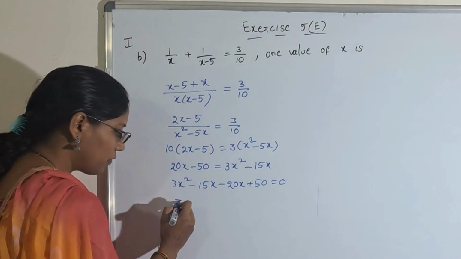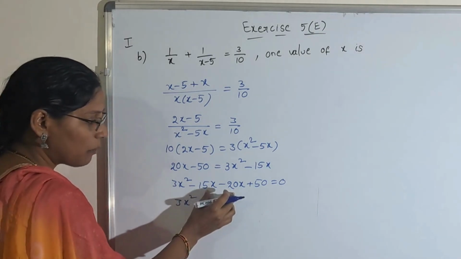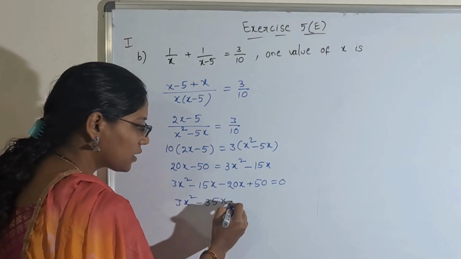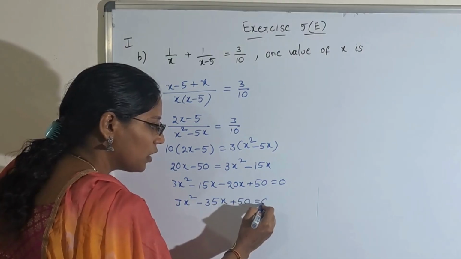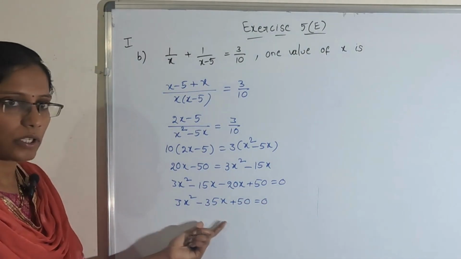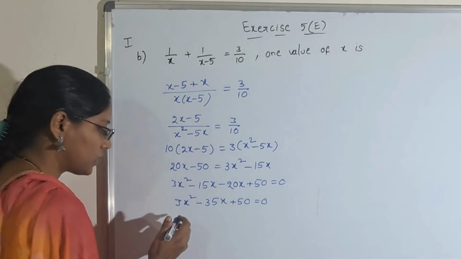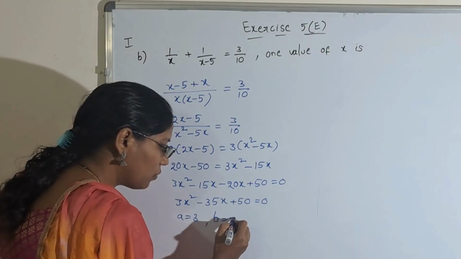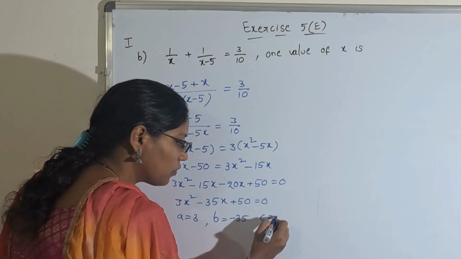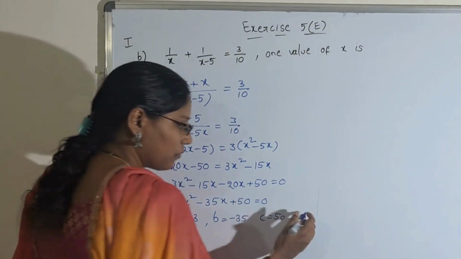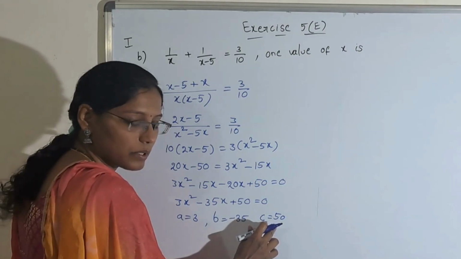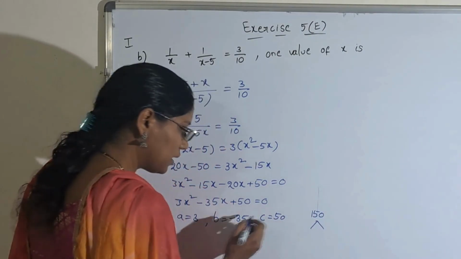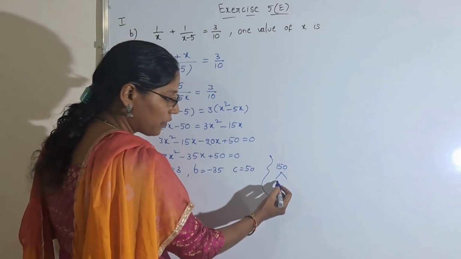Here the x square term first: 3x square. Here minus 15x minus 20x is minus 35x, plus 50 equal to 0. This is a quadratic equation. We have to find the roots. Here a is equal to 3, b is equal to minus 35, c is equal to 50. Here first term into last term: 3 into 50 is 150. Product is 150, sum is minus 35.